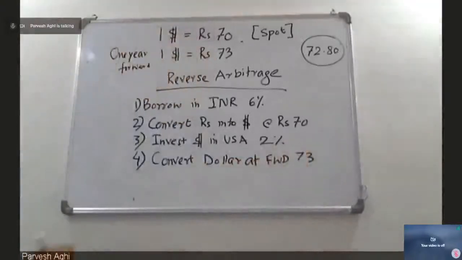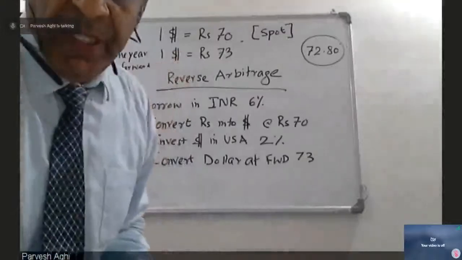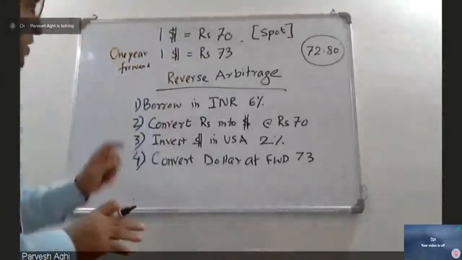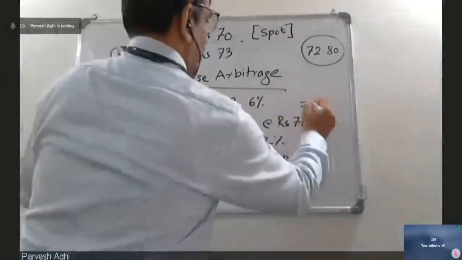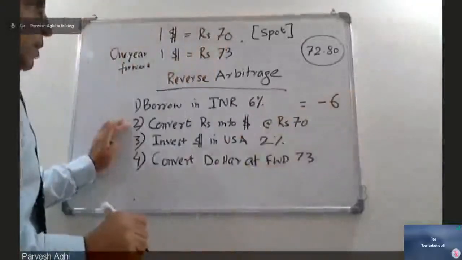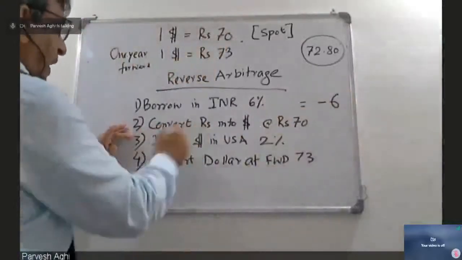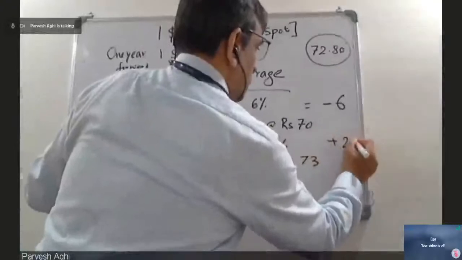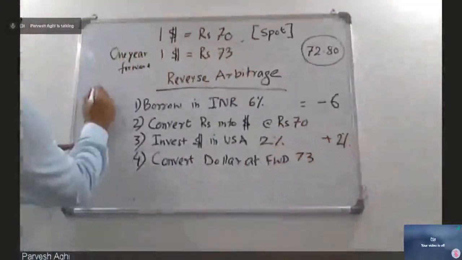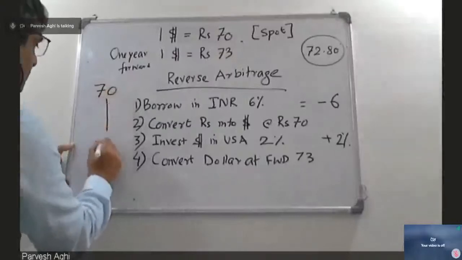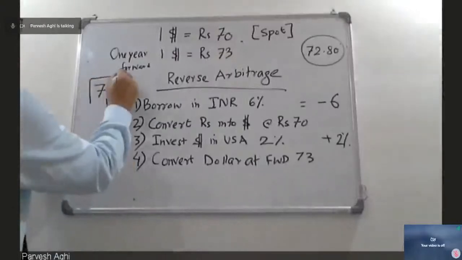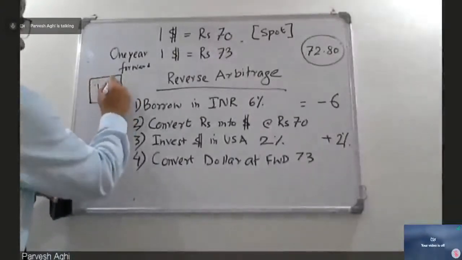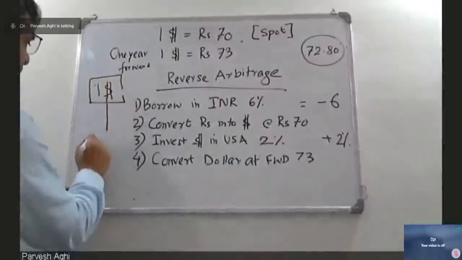So when you took out the money, you took it at 70 rupees. So this is what you have done. Let's see. You borrowed at 6%, which means there is a 6% cost to you. You converted that, then you invested that money at 2% there. And your 70 rupees has now become 73 rupees after 1 year. This is your dollar.